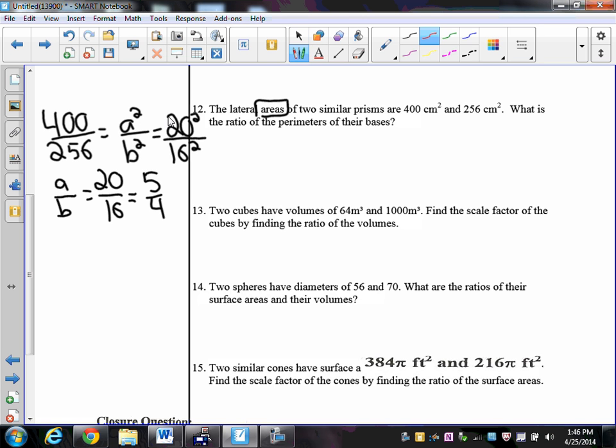We're asked to find the ratio of the perimeters. Their perimeters are in centimeters, I guess, because we have centimeters here. So the ratios are going to be 5 over 4. That's it.